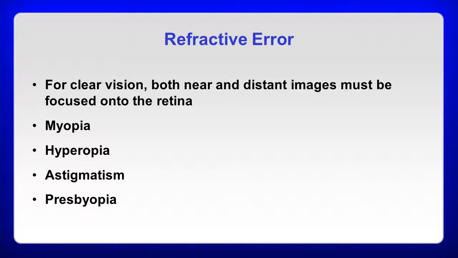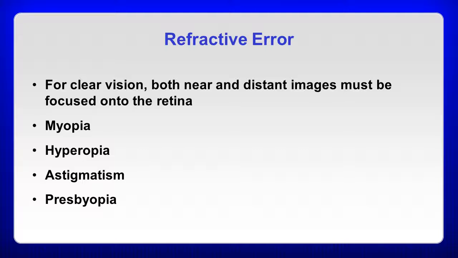Hyperopia is produced by a shorter than normal eye. So this is a case where now the distant object is out of focus when it reaches the retina and actually focuses behind the retina. Okay, so that's longer than normal eye, nearsightedness. Hyperopia, or farsightedness, is now that distant object is focused behind the retina instead of in front.